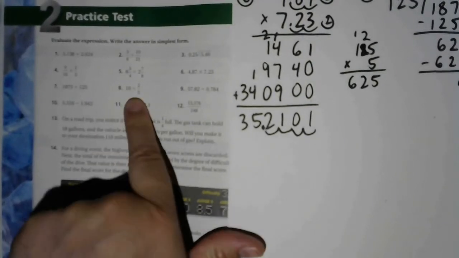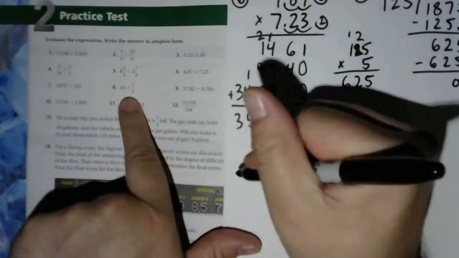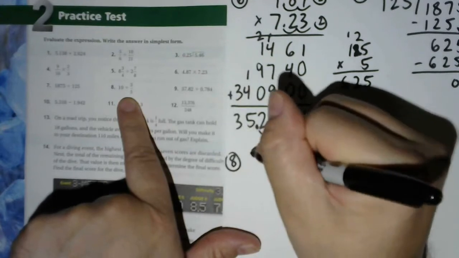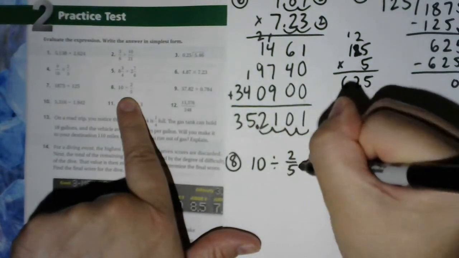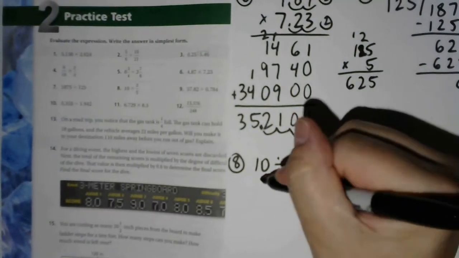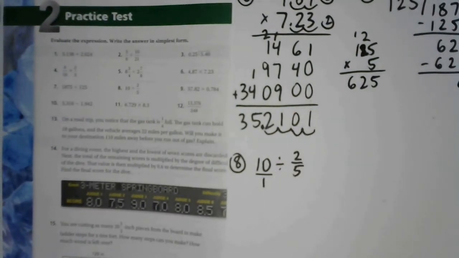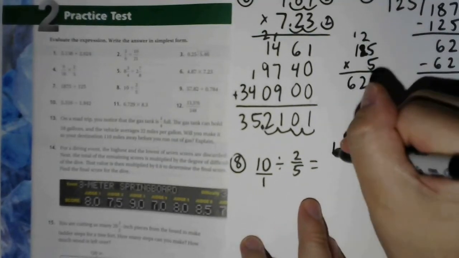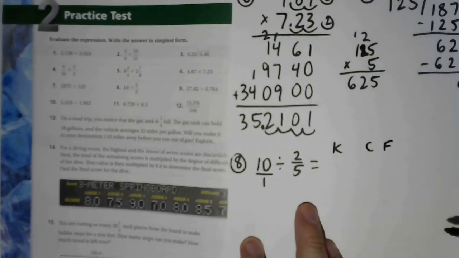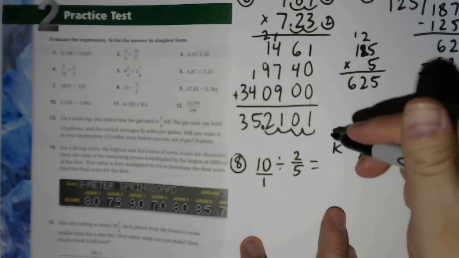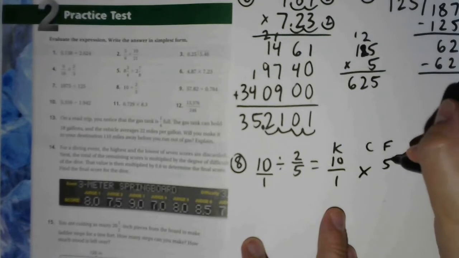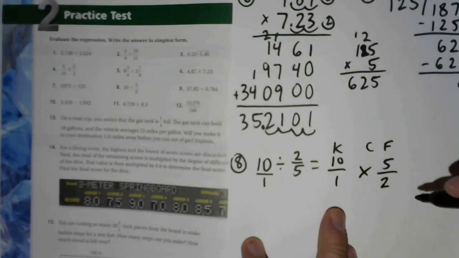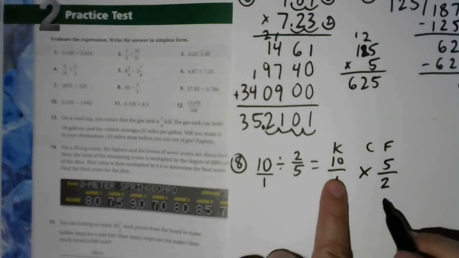We have 10 divided by 2/5. Ooh, this looks tricky, right? But remember, 10 is really just 10 over 1. That's what 10 is, so I can turn it into a fraction. And now I'm just on Keep Change Flip Boulevard, cruising down the road. 10 over 1 stays. Change the sign. 5 over 2.